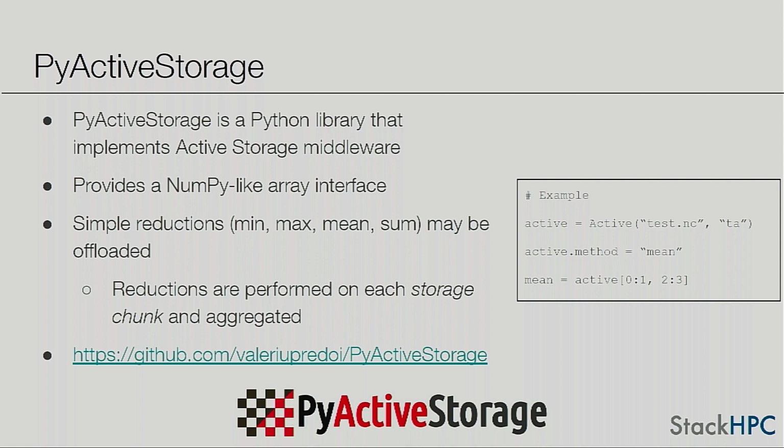So on the right, we've got our basic example of creating an active class, saying that we want to perform a mean on it, and then subscripting that array with a slice over 2 dimensions. Now, the active class knows that we want to read from a particular netcdf file and a particular variable within the file.